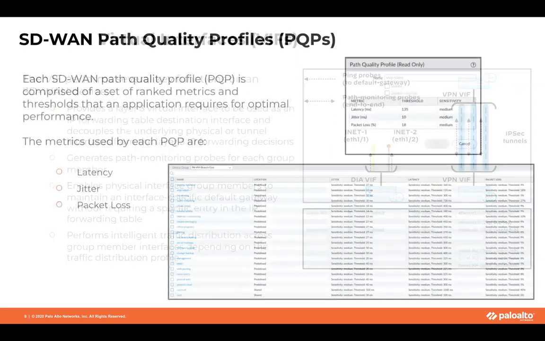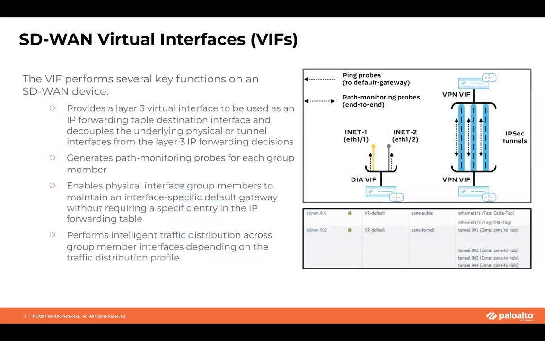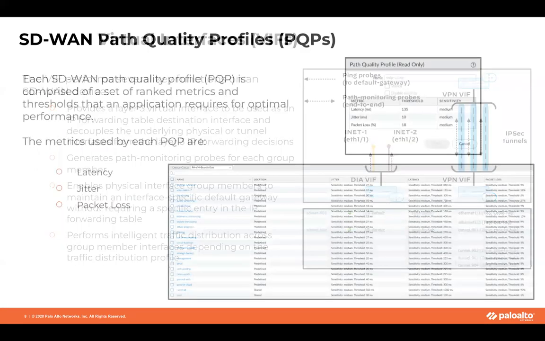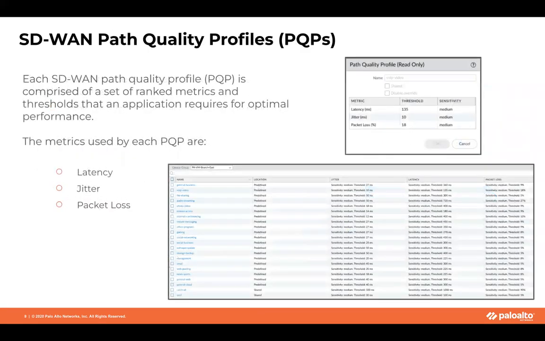And then the next construct that was introduced as a part of PAN-OS SD-WAN was the SD-WAN Path Quality Profiles, or PQPs. So basically, you will use these path quality profiles for each set of business critical applications or latency sensitive applications. And it's one of the key components of the SD-WAN path selection logic, right?